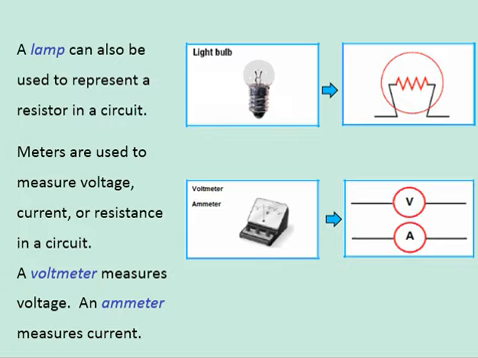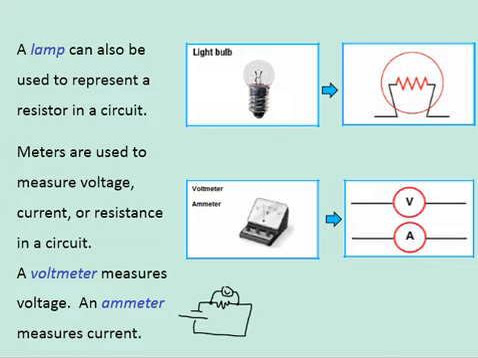If you want to put these into the circuit though and show them, you have to remember that voltage is measured across something. So for example, if I had a battery and a resistor, and I wanted to measure the voltage across this resistor, I would put my voltmeter actually across it.